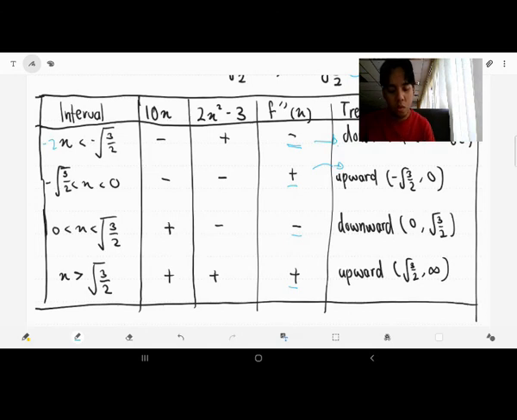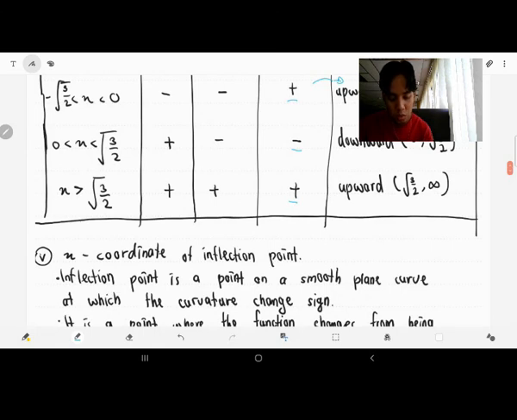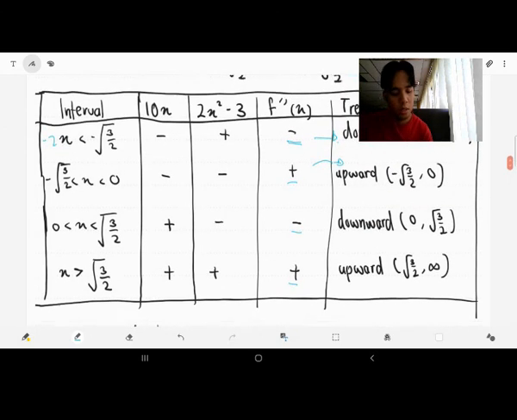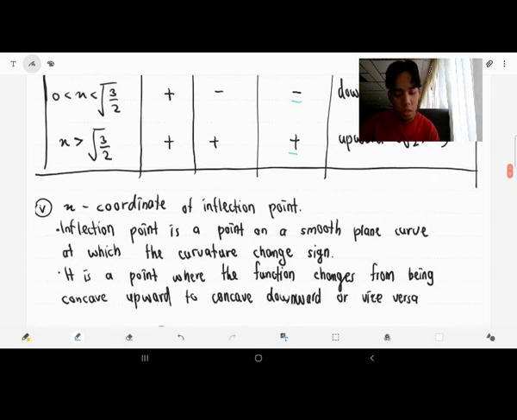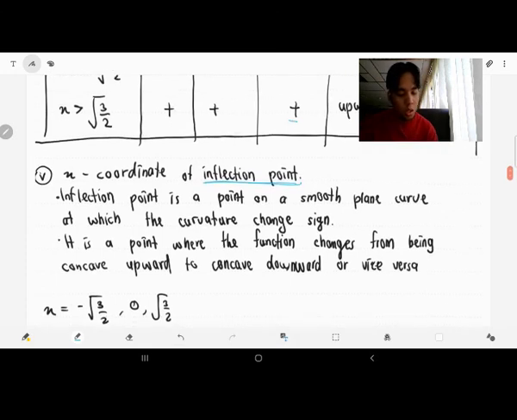So we can say that the function is downward at the interval negative infinity to negative square root of 3/2. It is upward at the interval negative square root of 3/2 to 0. It is downward at the interval 0 to square root of 3/2, and lastly it is upward at the interval square root of 3/2 to infinity.